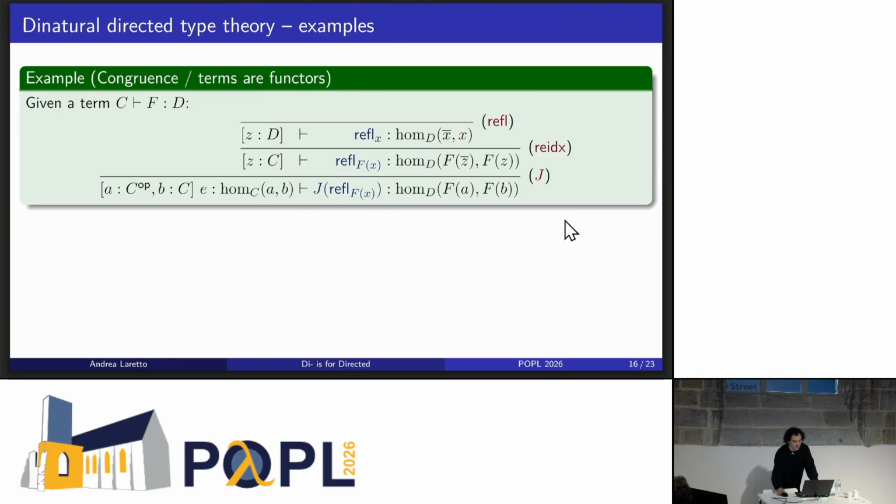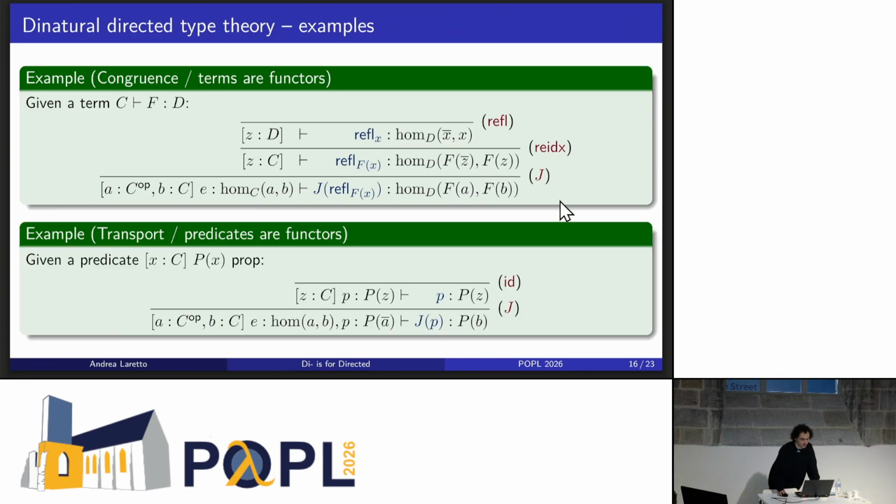You also get that terms are functors. You get this for free. You have an equality here. Then you have hom FA, FB. You take A and B, identify them with the same variable Z, and then you're done. And then you also prove transport for free. So if you have P of A into P of B, you just here do contract A and B together, and you're done.